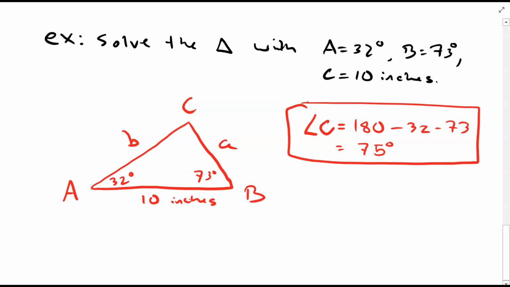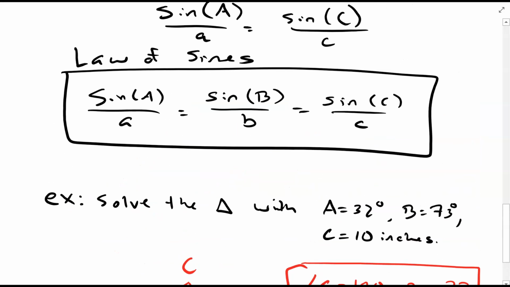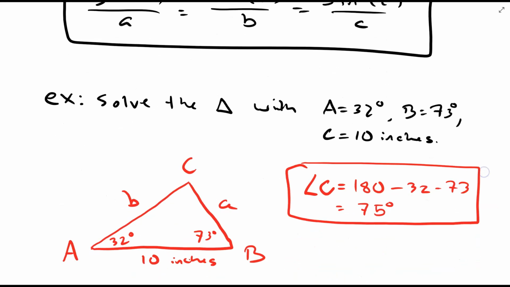We also need to find side A and side B, right? How are we going to find side A and side B? I'm going to use the law of sines. So the law of sines has two sets of equal signs in it, right? So for this problem, which two of these ratios are we going to set equal to each other? Well, let's pick a side to solve for first. What side should we solve for next? B or A? A, you say?